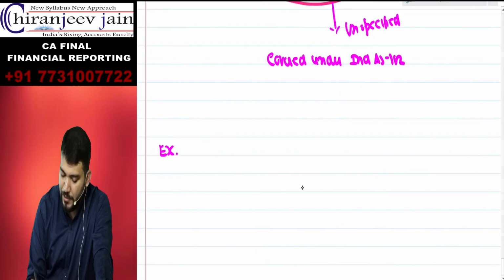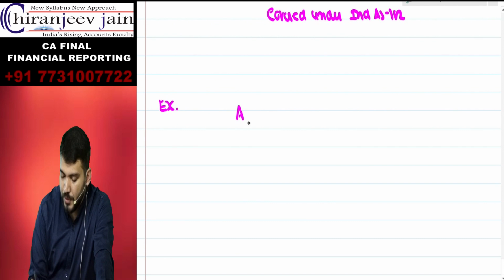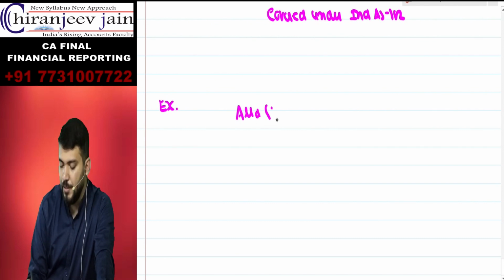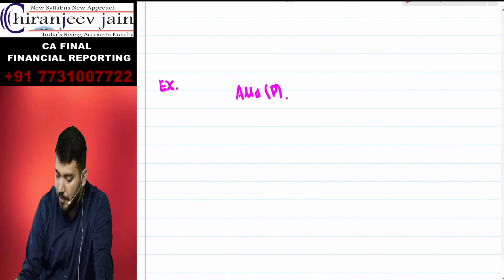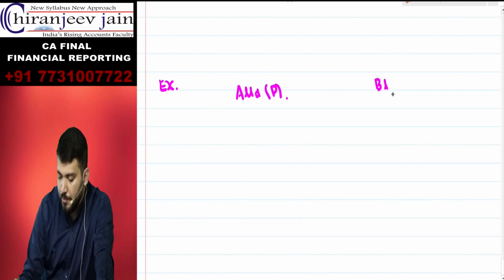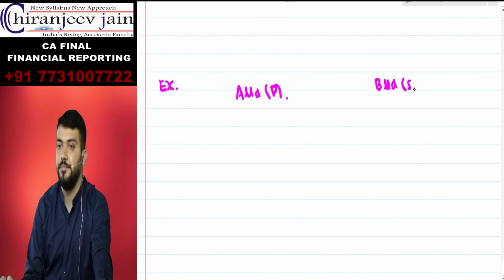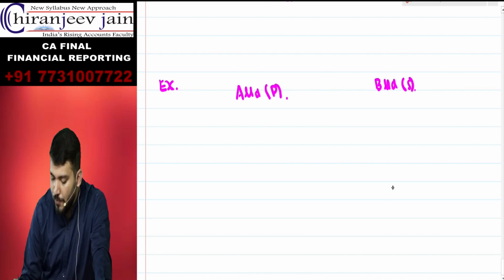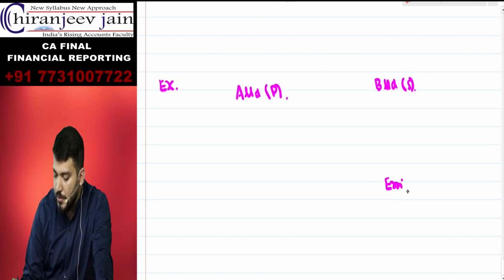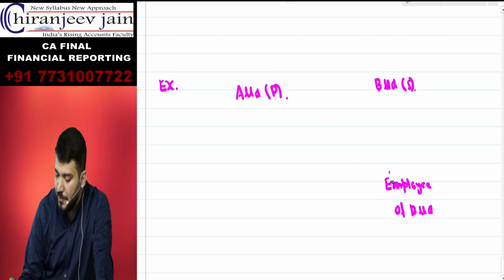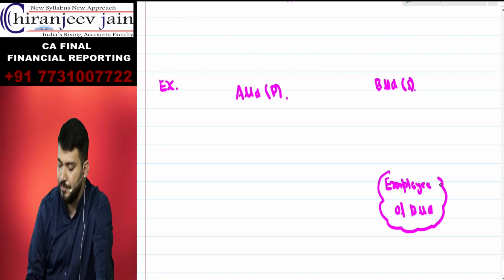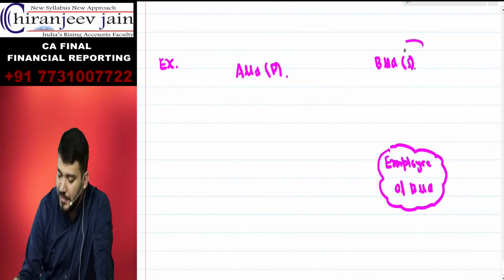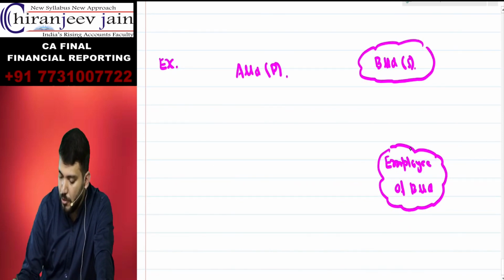Now, suppose there is one company A Limited. A Limited is a parent company. And there is one company B Limited. B Limited is a subsidiary company. Okay? And there are some employees of B Limited. So tell me, employee will provide services to whom? A Limited or B Limited? So employee will provide services to B Limited.